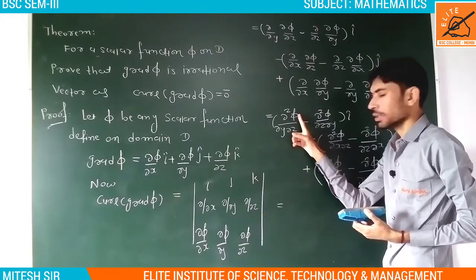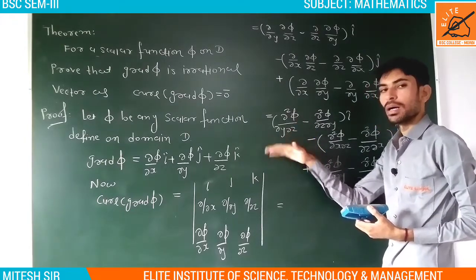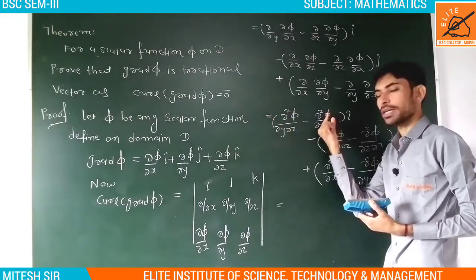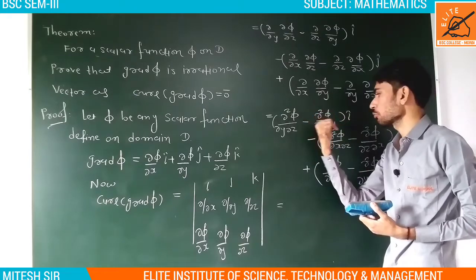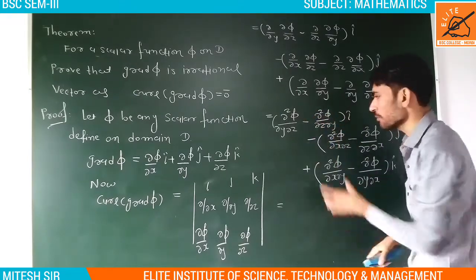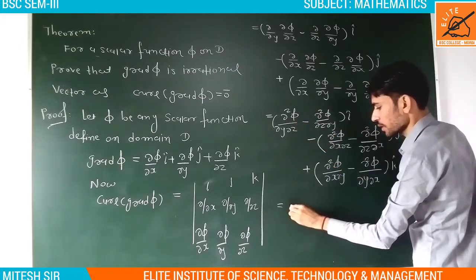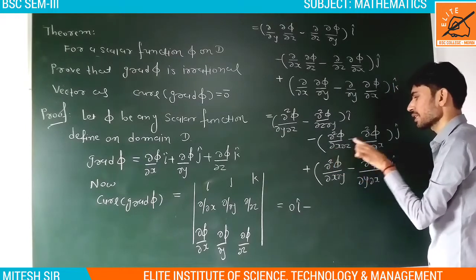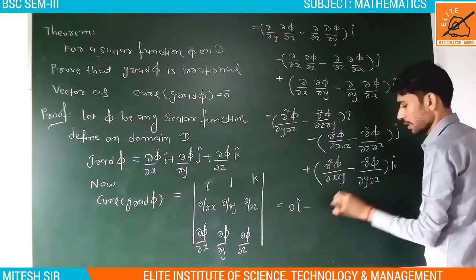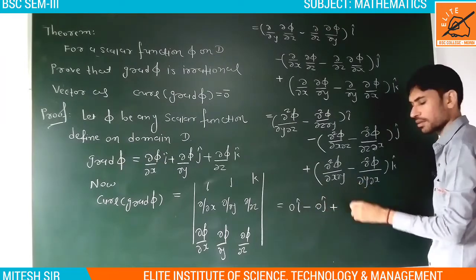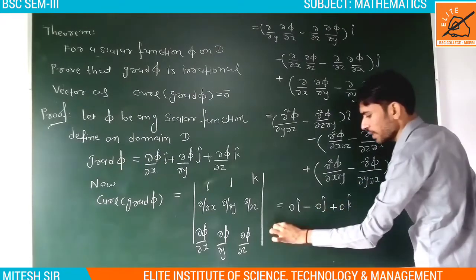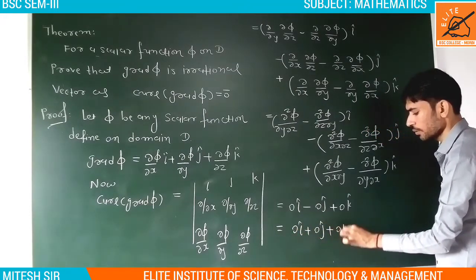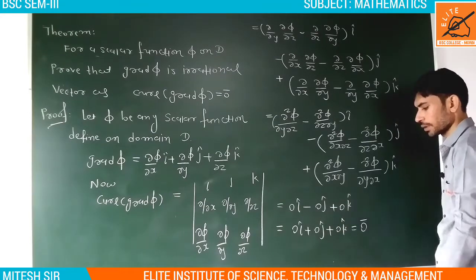Means if you first take the partial derivative of function phi with respect to z and then with respect to y, or first with respect to y and after that with respect to z, both answers are the same. That means these both terms are the same. So 0 i cap. Similarly in the second one, del square phi upon del x del z is the same as del square phi upon del z del x. Similarly in the third term, 0 k cap. So finally here we get 0 i cap plus 0 j cap plus 0 k cap, or we can also write it as the vector 0.